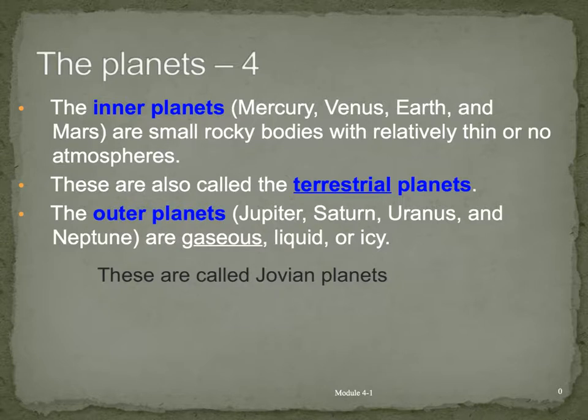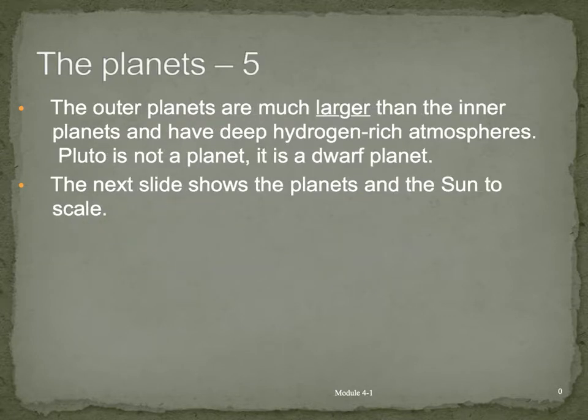The second class are the outer planets: Jupiter, Saturn, Uranus, and Neptune. These are gaseous, liquid, or icy. These planets are called Jovian planets. The outer planets are much larger than the inner planets, and they have deep, hydrogen-rich atmospheres. Remember, Pluto is not a planet, nor does it fit this description. It is not large, and it does not have a deep, hydrogen-rich atmosphere.